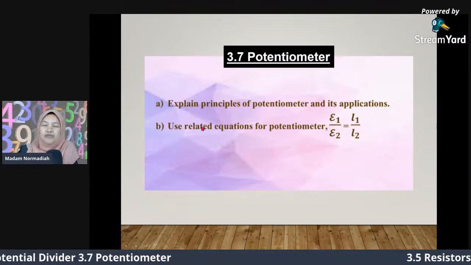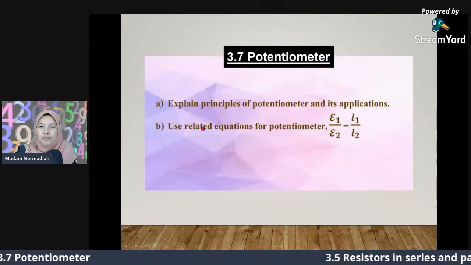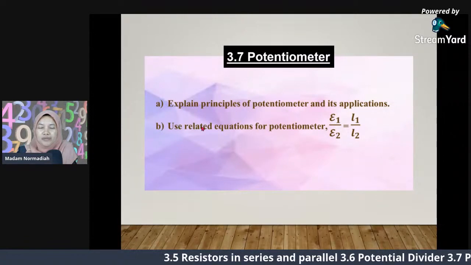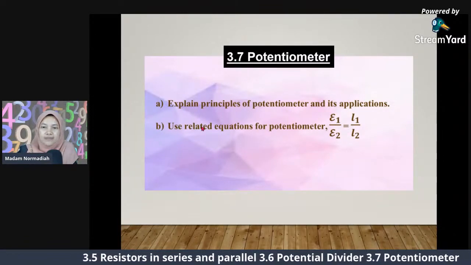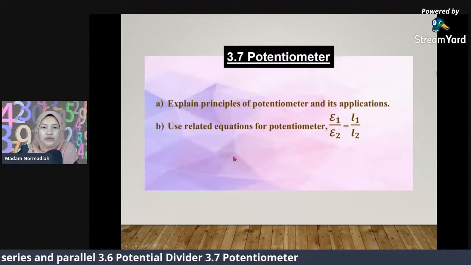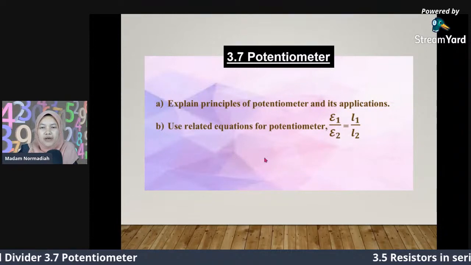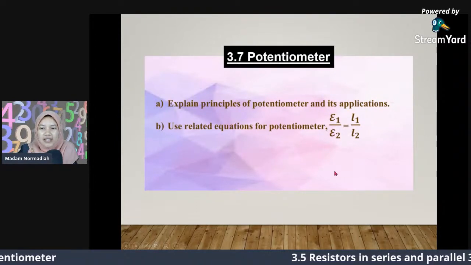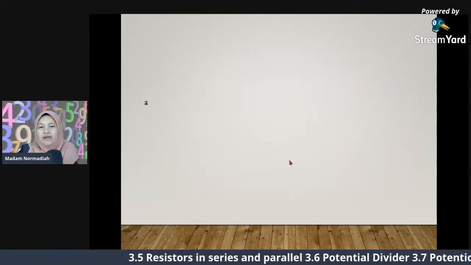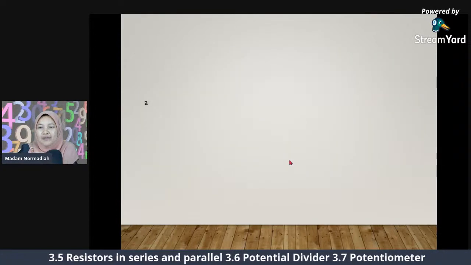Okay, class, we proceed with the last subtopic, which is 3.7 potentiometer. In this subtopic, we have two learning outcomes. First, the student can explain the principles of potentiometer and its applications. Second, the student can use the related equation.